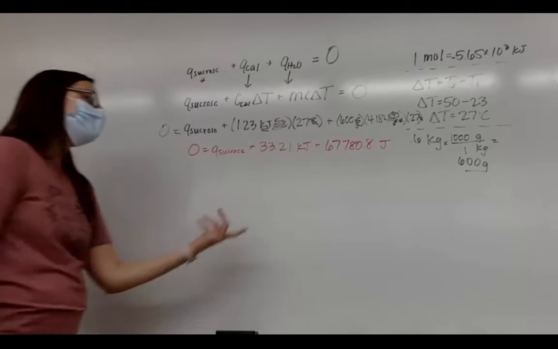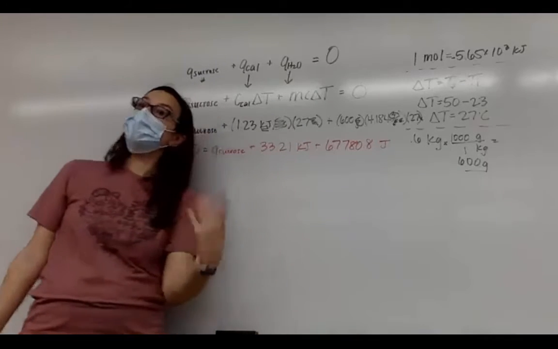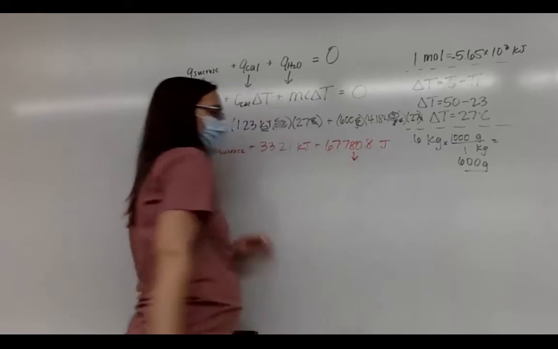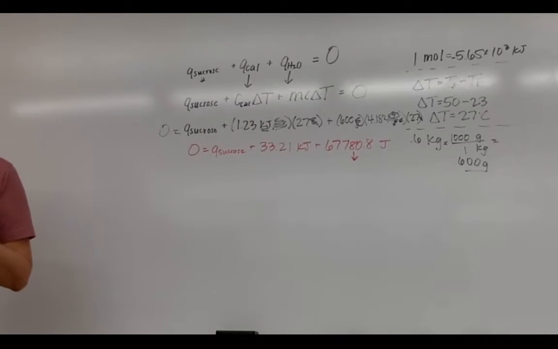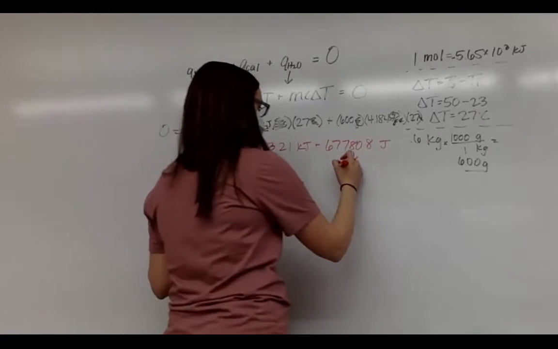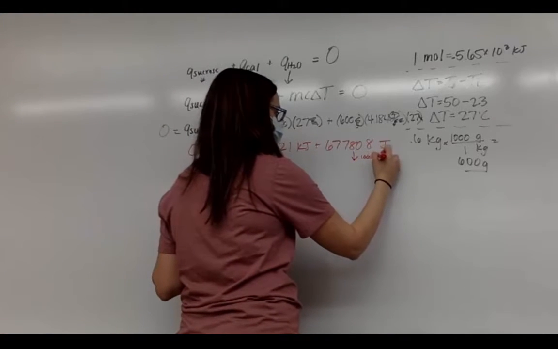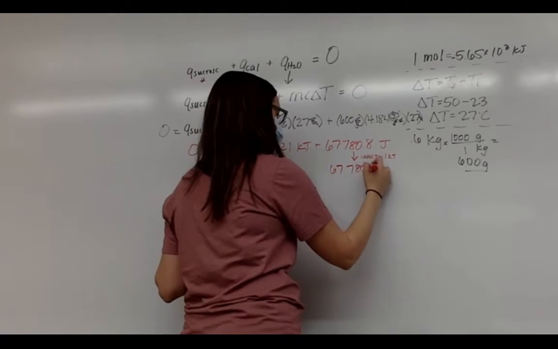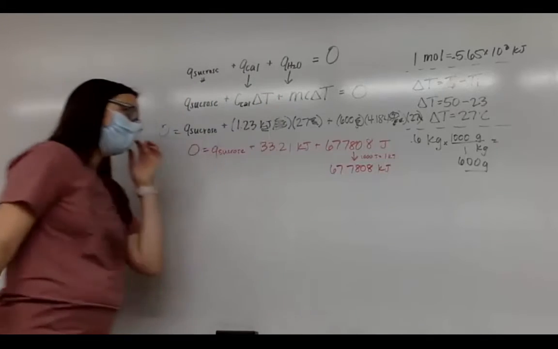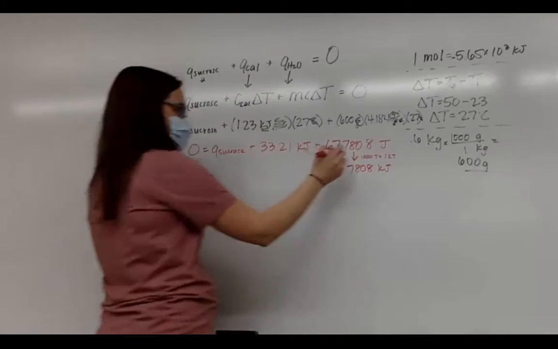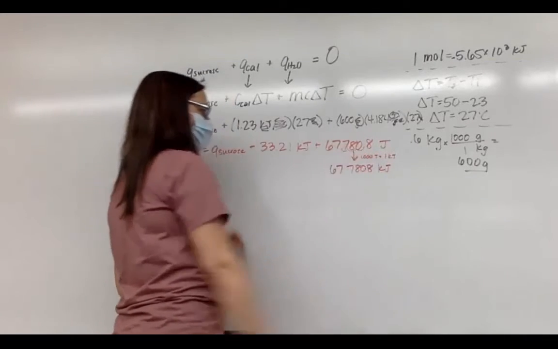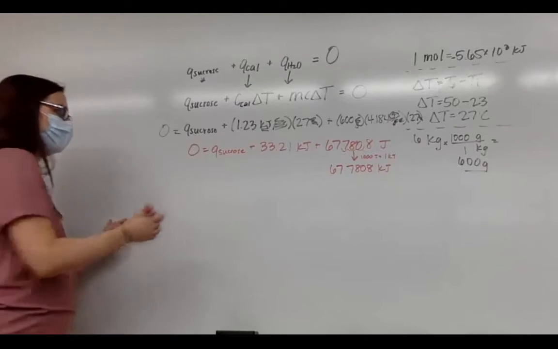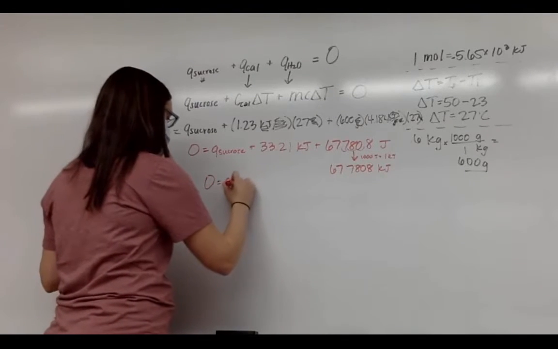So before we can add these two like terms together, they need to be alike. They need to have the same units. I would recommend putting your joules into kilojoules. It's easier numbers to work with. Remember that there are 1,000 joules in 1 kilojoule. So this is 67.7808 kilojoules. Move the decimal place over 3 times. 1, 2, 3. Kilojoules are easier numbers to work with. They're smaller numbers. So now I'm going to combine like terms.